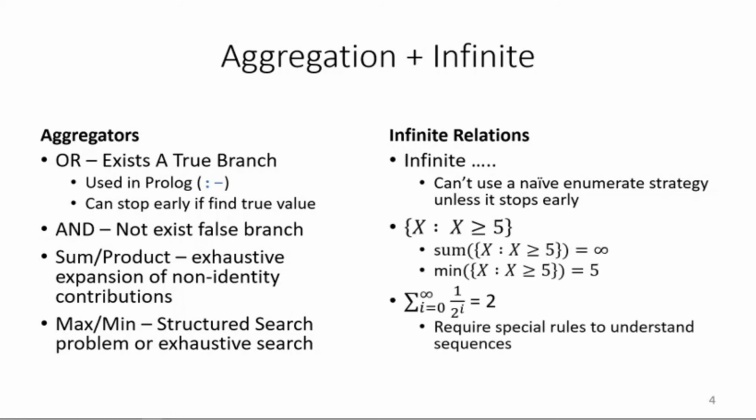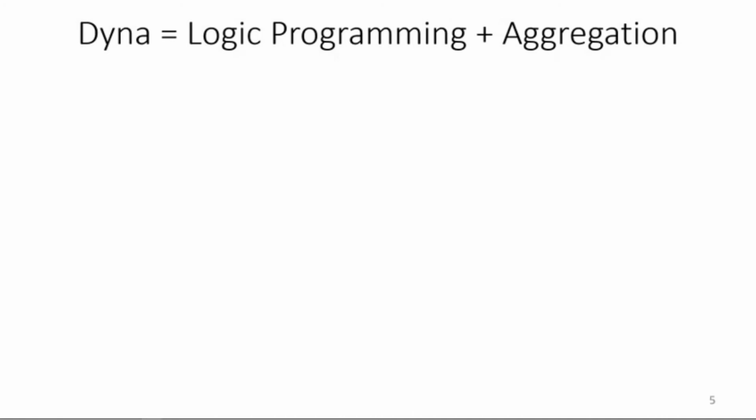Despite this, there are still some infinite sets where aggregation is well defined. For example, we can represent the set of numbers greater than or equal to 5, in which case the minimum value is still well defined, but computing the sum of this set would diverge. It might also be the case that we have infinite sets of convergent sequence. As such, we need some way to be able to represent these infinite sets. To quickly convince you that aggregation is useful in logic programming, I have just a few quick examples.